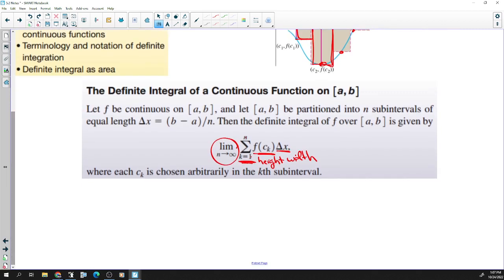Now to convert that to integral notation, we have the integral from a to b, and that's an elongated s. Here's an s, and if we stretch that s out, we get the integral sign. So s stands for sum. Then we have the function, that's the height of the rectangles, and instead of writing delta x, we usually write dx. So there's your limit notation to the integral notation.